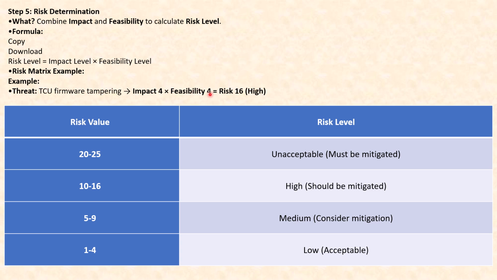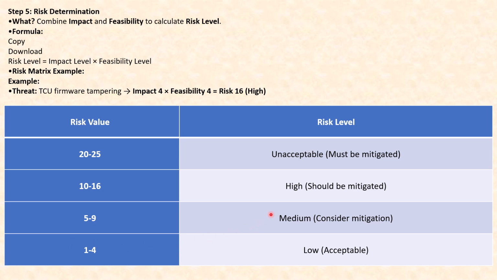Okay, so risk is quite high. Now we will see in what bandwidths the risks are judged or appropriated. A risk value of 20 to 25 is unacceptable. A risk value of 10 to 16 is high and must be mitigated immediately. Risk 5 to 9 can be considered for mitigation, but you don't need to address it immediately, or maybe you can address it a bit later.